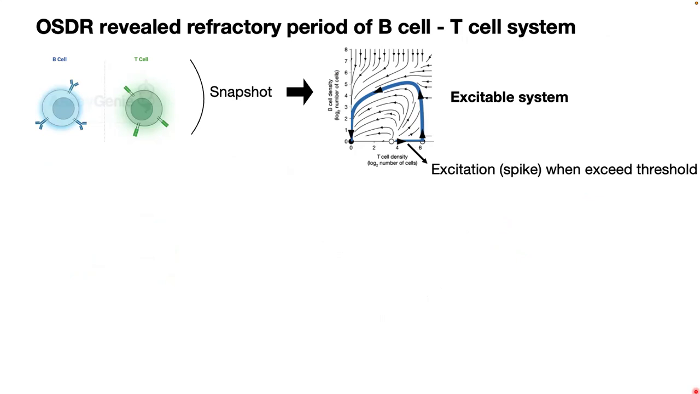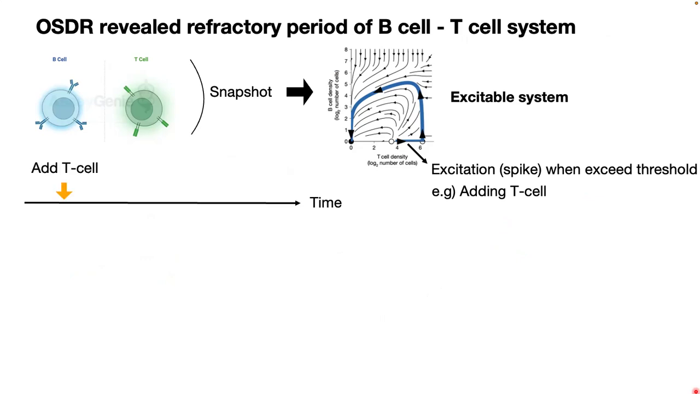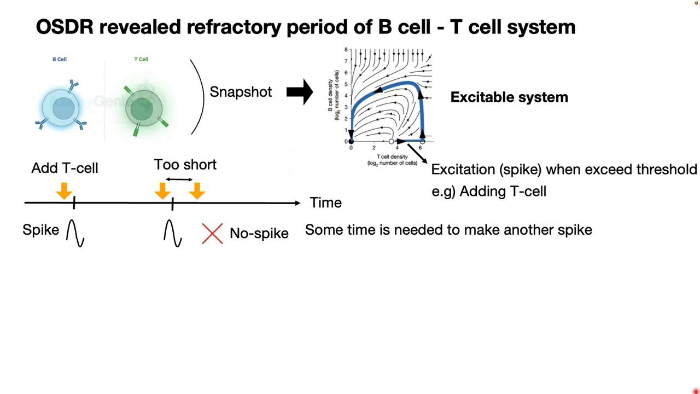And usually this kind of excitation, or I will just term it spike, can happen when the T cell crosses the threshold, such as by adding T cell. So if you add the T cell, the system will make a spike. And if you again add the T cell, it does another spike. But if the time interval is too short, then the system cannot make another spike. This phenomenon is called a refractory period, and it means that some time is needed to make another spike.